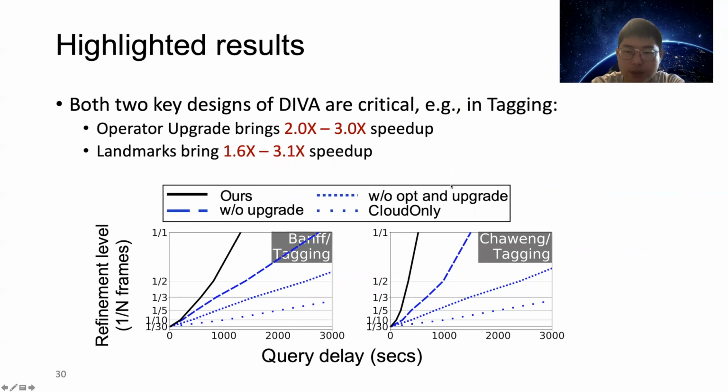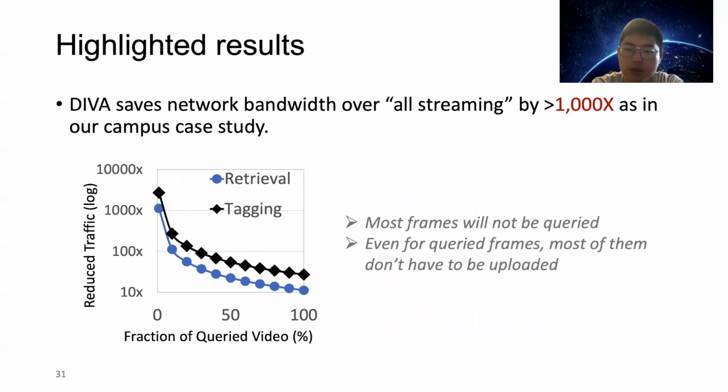We also separately evaluate the improvements brought by DIVA's two key techniques. It shows that for different query types, both landmarks and operator upgrade can reduce the query latency by a few times. We also compare DIVA to all streaming, which means the traditional approach that uploads all video to the server at the capture time. We find DIVA can reduce the network usage by more than 1,000 times in the use case of the campus video system, as previously mentioned.